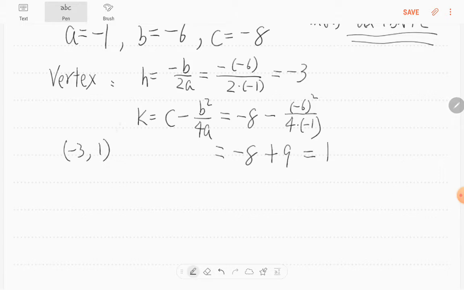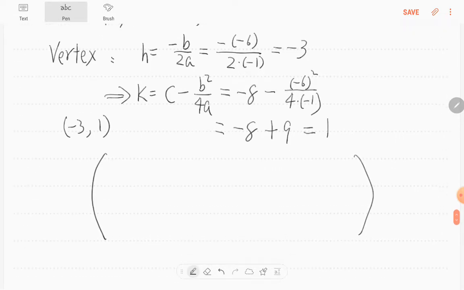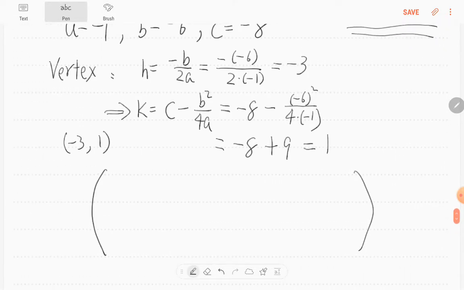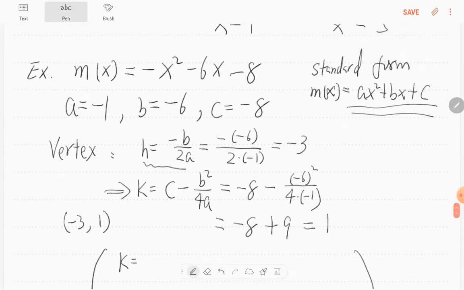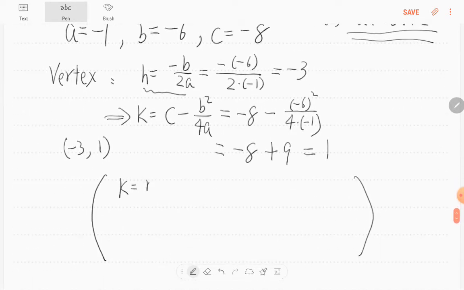Of course, you don't need to use the formula to calculate this k. You can use another way. If you know h, you just need to memorize h equals negative b over 2a. So k should be equal to this function, the m function, m of this h, or f of this h, equals negative 3.